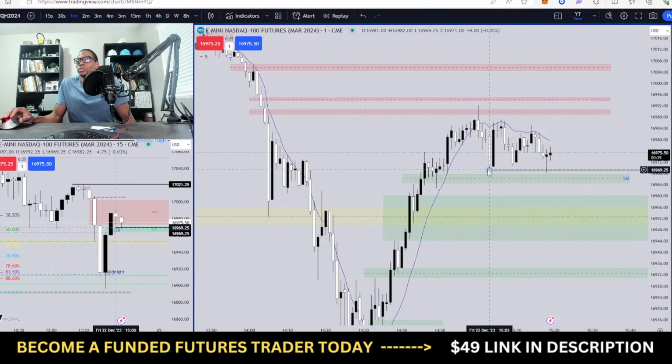All right, so we had a sweep of a low within this range and a rejection back up into the range. Let's see now if we have another test of the upper edge of the range and if we can push out of it.